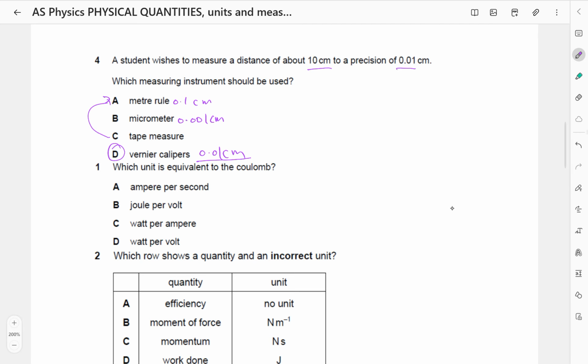Which unit is equivalent to the Coulomb? Remember, Coulomb is a unit of charge, which is I times T. So I times T can be ampere seconds. We don't have it here. We have ampere per second, so this is wrong. Then we can also remember that EMF or voltage PD is equal to the energy or work done per unit charge, meaning that charge is going to be work done over PD. Work done is in joules and PD is in volts, so joules per volt. The answer is going to be B.